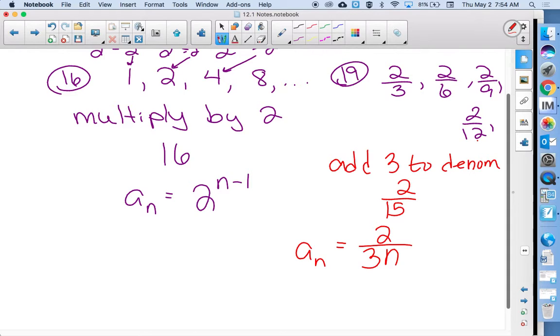If I plug a 2 in for the second position, 3 times 2 is 6. If I plug a 3 in for the third position, 3 times 3 is 9. A 4, 3 times 4 is 12. A 5, 3 times 5 is 15. So this would be my rule for the next term.